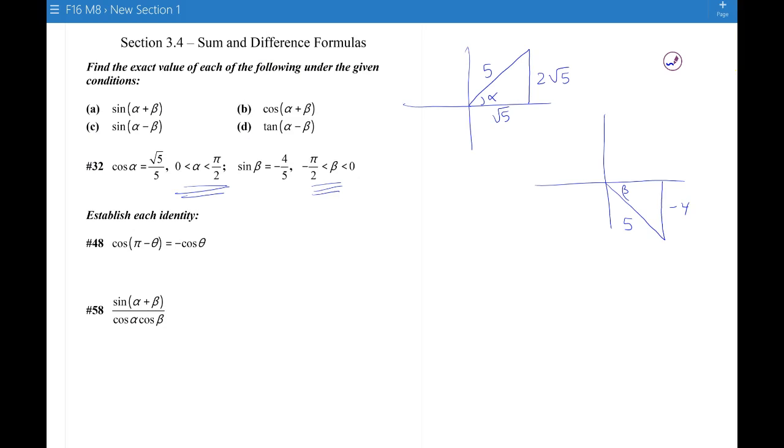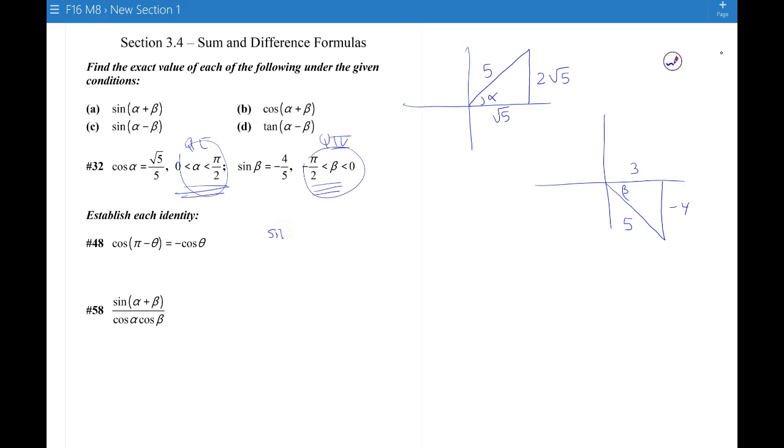So we have our problem where alpha is an angle in quadrant 1, given information, and beta is an angle in quadrant 4. I'm going to strongly recommend that you draw them in the correct quadrants. And we can see that angle beta will have a third side length of 3.